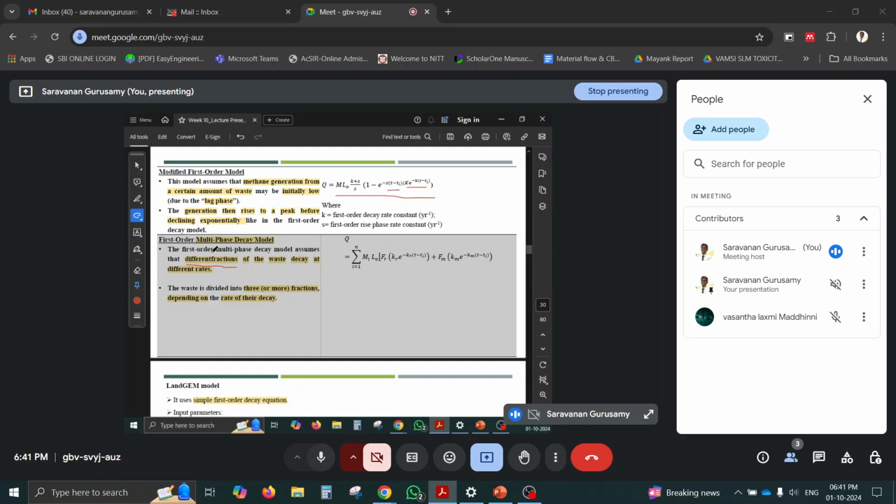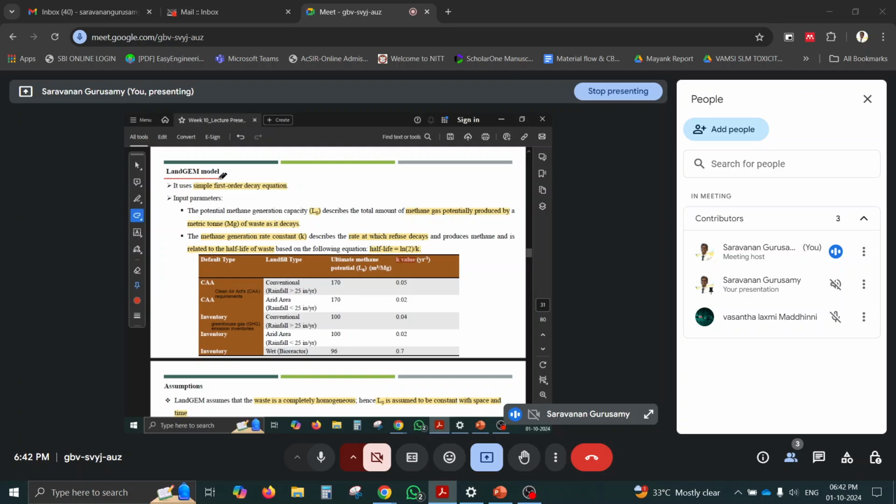If you are differentiating based on different fractions, that is called the multi-phase decay model. These are the model formulas that are already incorporated in the LandGem software. You only have to give how much waste, and all the meteorological data, like the temperature, solar radiation, the area of the landfill, the climatic condition, how much precipitation, that is rainfall, and the wind flow and wind direction. If you give everything as input to the model, it will automatically take the K value and calculate the methane generation rate. Okay.